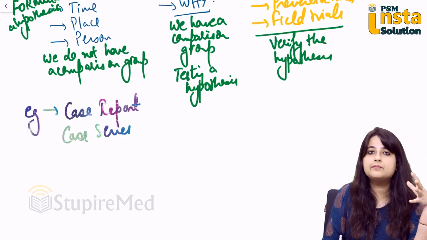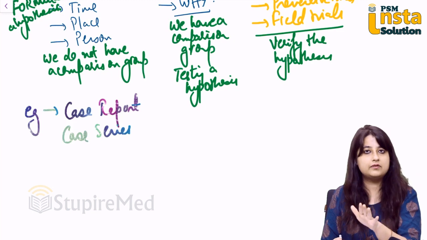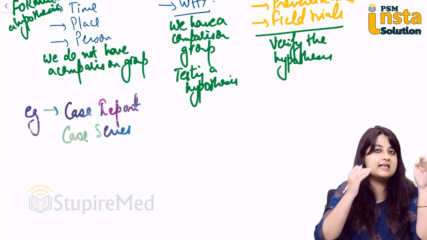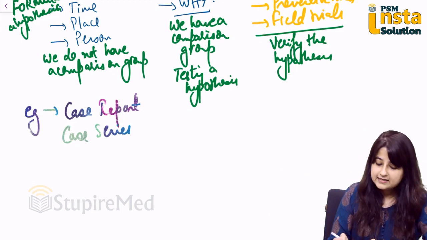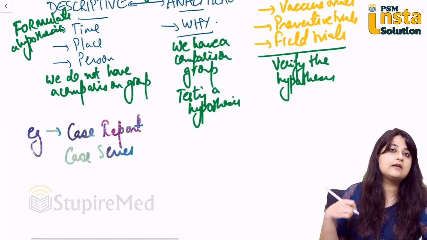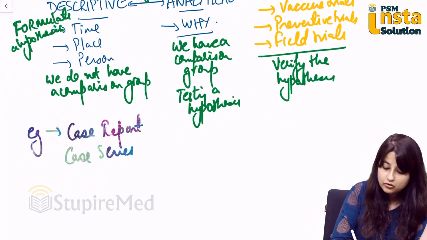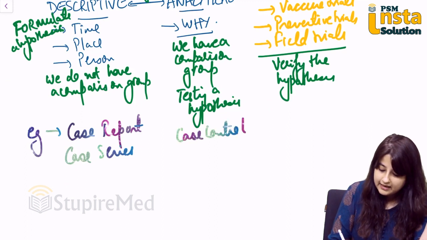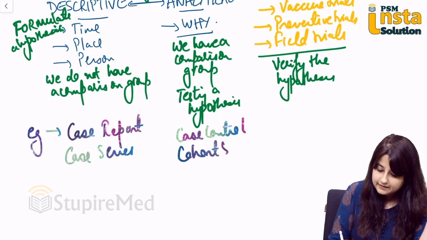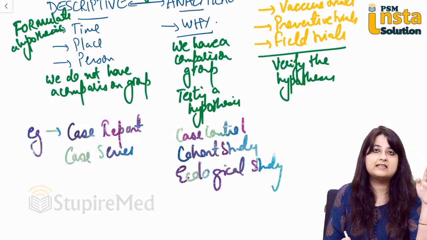A case report is simply some unusual disease, something about a disease that was found and reported. Case series means an aggregation of such reports. In an analytical study design, what are the examples? The most common ones, you must have heard about them also: case control study design, cohort study design, ecological study designs. So these are all analytical study designs.